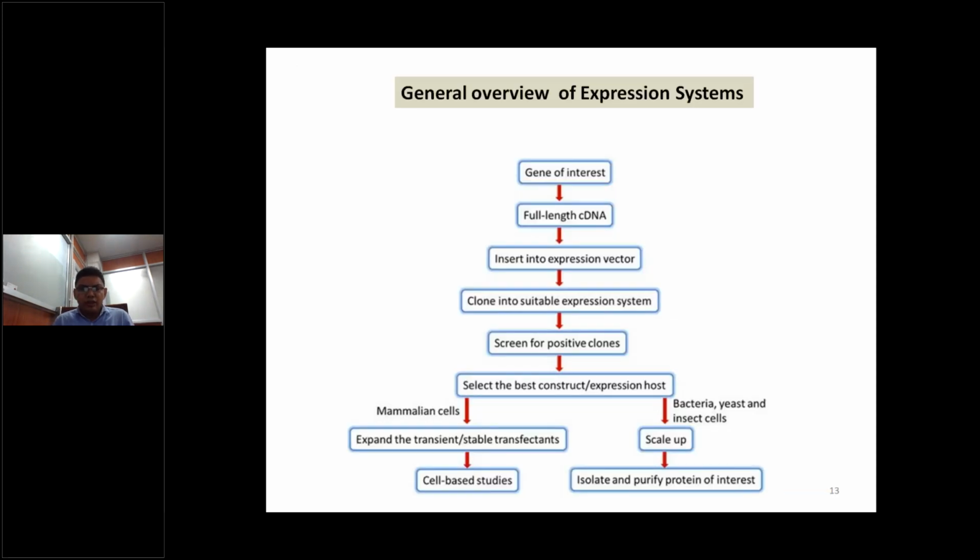So a general overview of the expression systems will be, first of all, you have to know what biosimilar you are going to target. You need to know the full length cDNA sequence. Then you have to insert it into expression vectors. Then you have to clone into a suitable expression system. Various expression systems I am going to explain in the following slides. Screen for positive clones, select the best construct or expression host, then go for either mammalian cell expression, bacterial, yeast, insect, or plant cells. Then comes the isolation and purification of the protein of interest and the downstream processing thereafter. But I will be restricting myself from the recombinant DNA aspect.